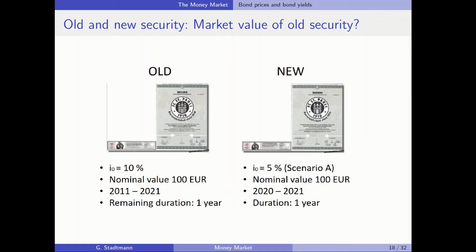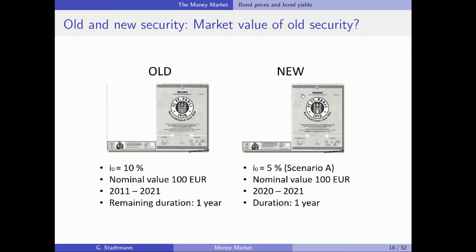Let's assume that you need some money. You need to pay your bill in January, the beginning of 2021. So you want to sell directly this Christmas gift. You directly want to sell your old bond to somebody else. The big question is, what about the price? For how much can you sell this bond to somebody else?